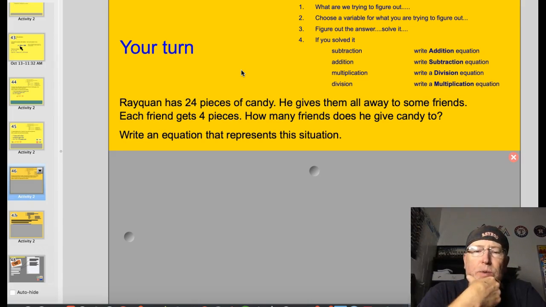Okay, Raekwon has 24 pieces of candy, gives them all away to some friends. Each friend gets 4 pieces. How many friends does he give candy to? All right, Raekwon was one of my favorite students from a few years back. All right, write an equation that represents the situation.